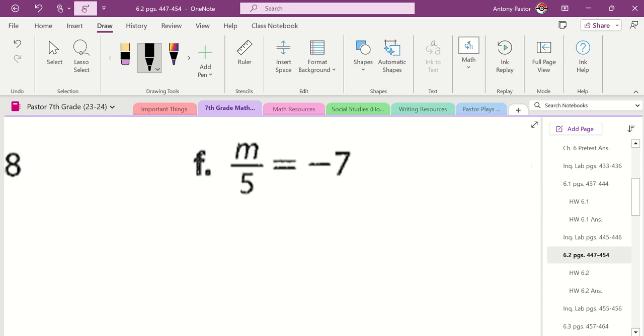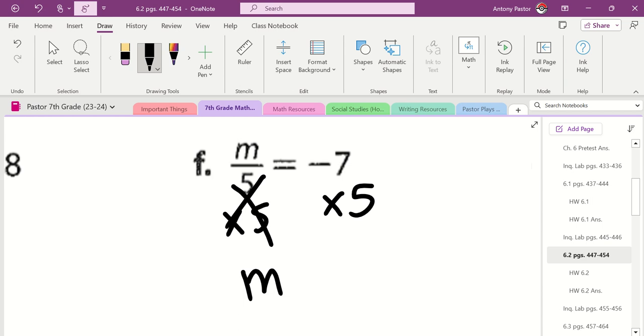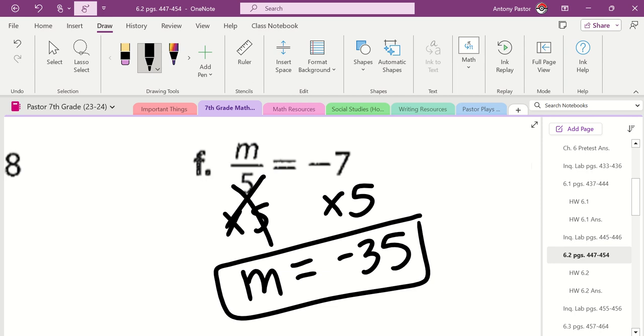Okay. So we're going to multiply both sides by 5 to undo. So this gets canceled out. M will now equal -7 times 5. Which is what, back group? -7 times 5 is? -35.